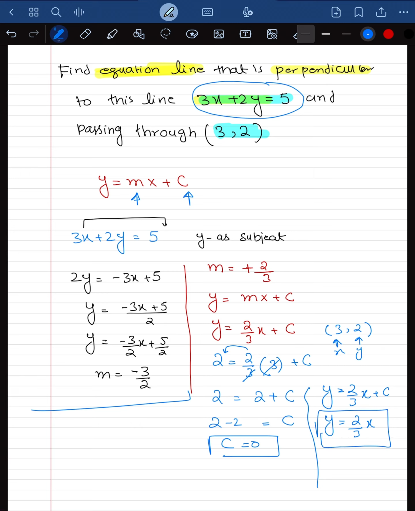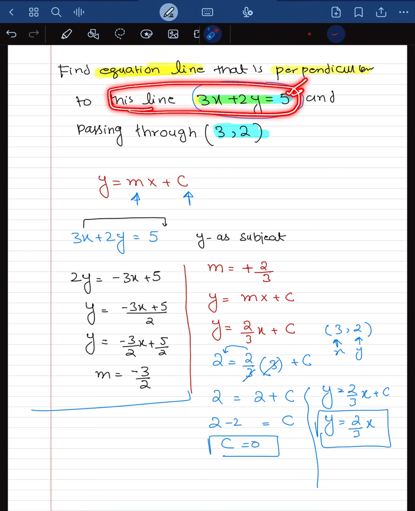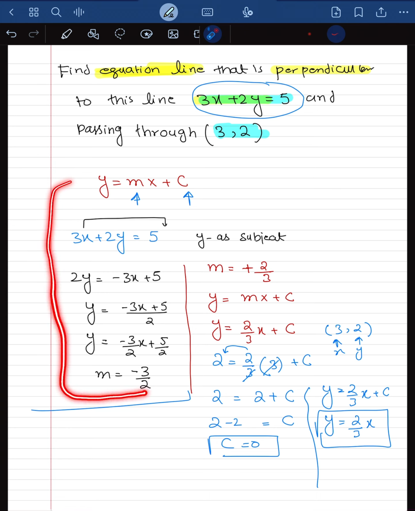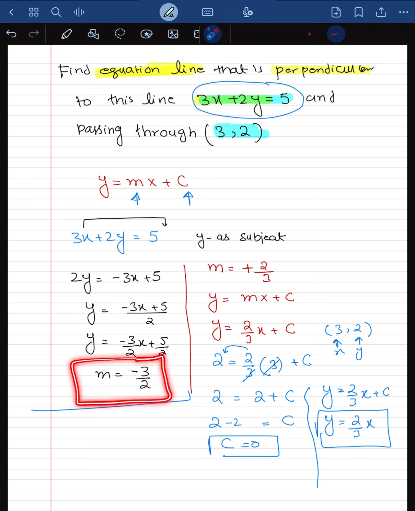So the main key point of this question is you have to find the equation of the line that is perpendicular to this line. Perpendicular means that you can extract the slope from this line, because when two lines are perpendicular they have slopes that are the negative reciprocal of each other, right? So the first step is to extract the slope from this line. How can we extract the slope from any equation? We just need to make y the subject of the formula. So we got the slope minus 3 by 2.